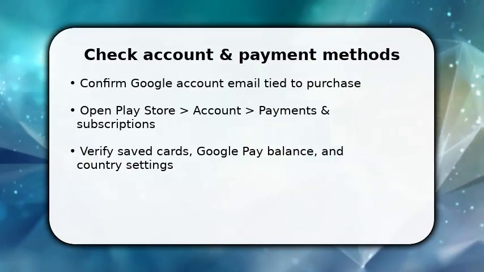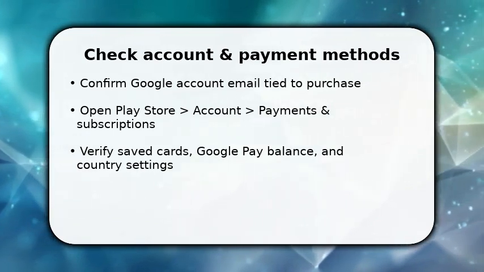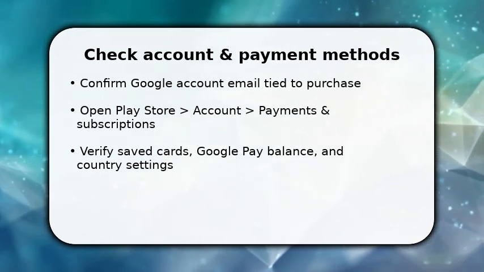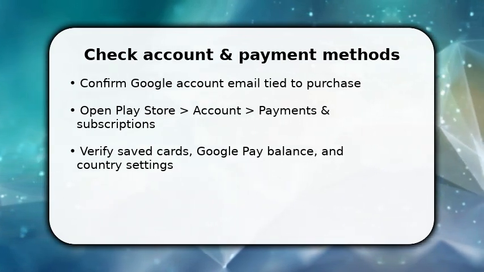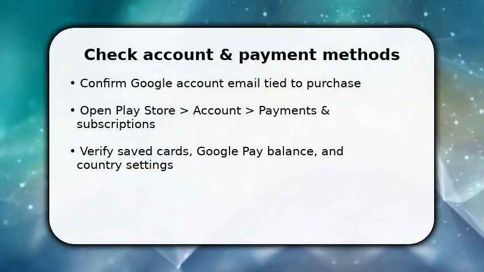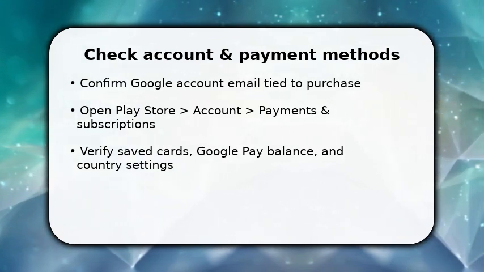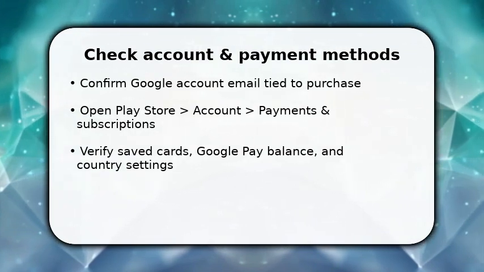You start by confirming which Google account is active and why balance matters. Mismatched accounts are the most common cause. Once done, open Play Store, tap your profile, then Payments and Subscriptions to view saved methods. Make sure your card is valid, billing address matches your bank, and country settings align with your payment profile. These details determine whether Google accepts the balance for the purchase.